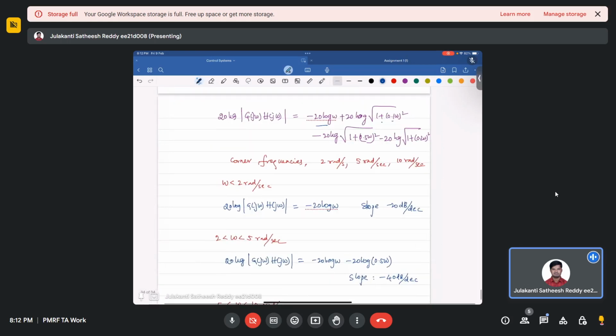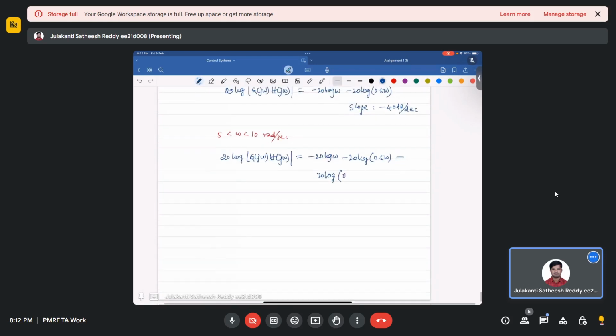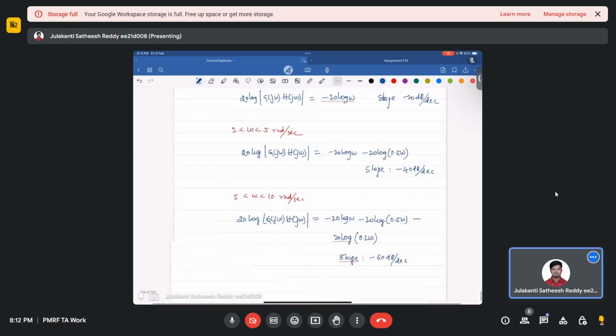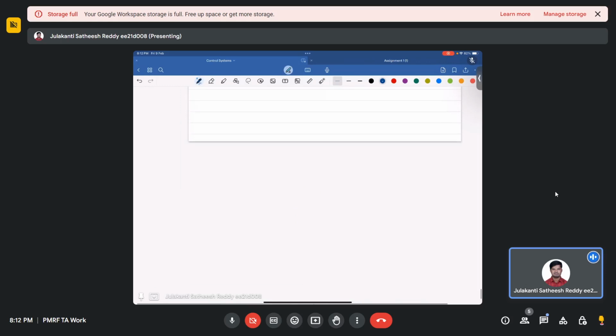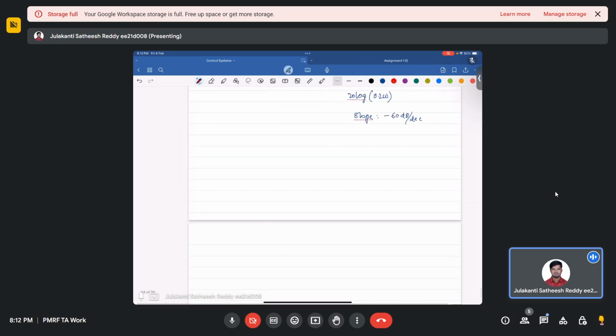20 log 0.2 omega. So what is the slope now? If you differentiate, this will become minus 60 dB per decade. So now you see this pole, now more than 10. More than 10 means it goes up to infinity.